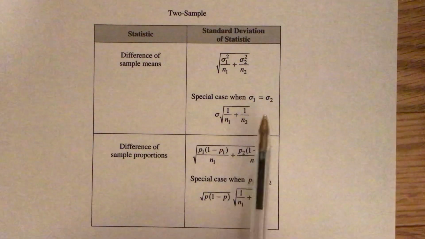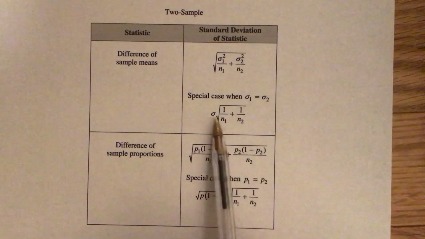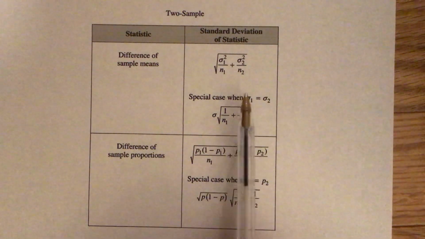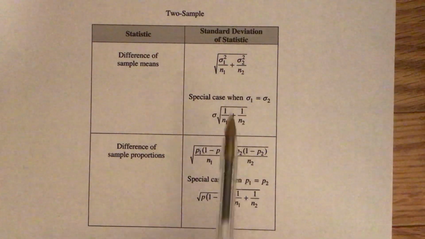All right. I would ignore this. You don't need to worry about it. I mean, this is just saying if these were equal, this is how the formula would work out. If they're equal, just use this formula. I don't even know why they bother with this. So you don't have to worry about this bottom part.